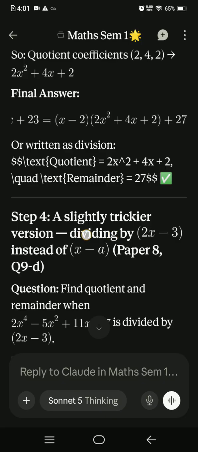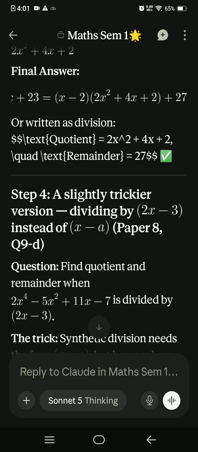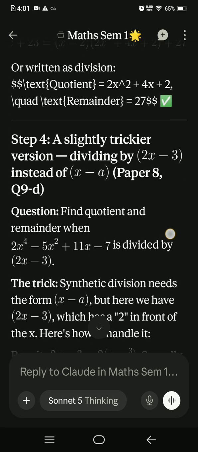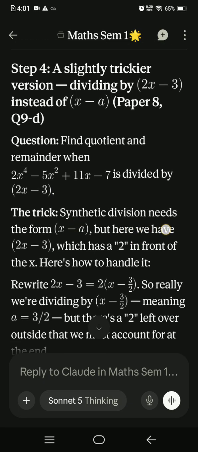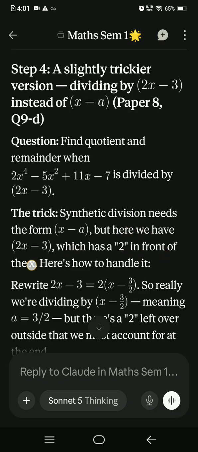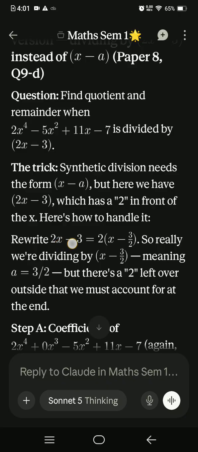Okay, step 4, a slightly trickier version: dividing by 2x minus 3 instead of x minus a. So it can be written as x minus 3 by 2, no? Let's see. Find the quotient and remainder. This is the polynomial that we need to divide, and we're dividing degree 4 by degree 1, so the answer would be of degree 3. The trick: synthetic division needs the form x minus a, but here we have this, which has 2 in front of x. Here is how to handle it. So this can be written like this.